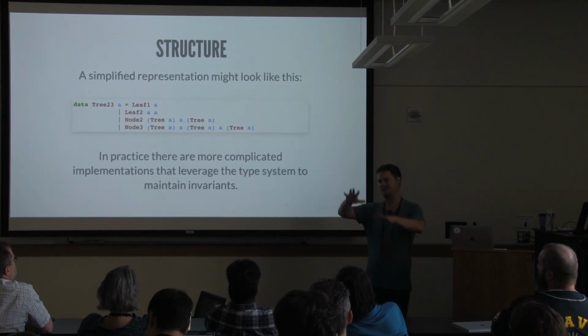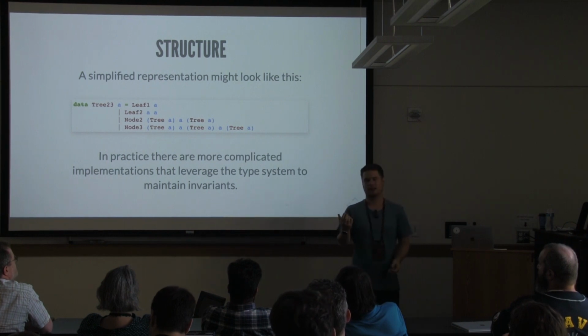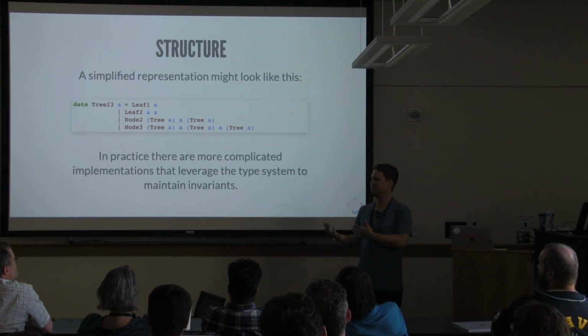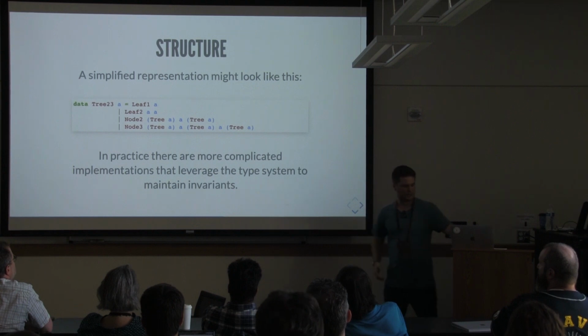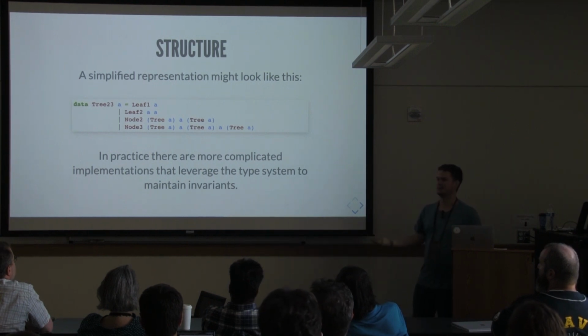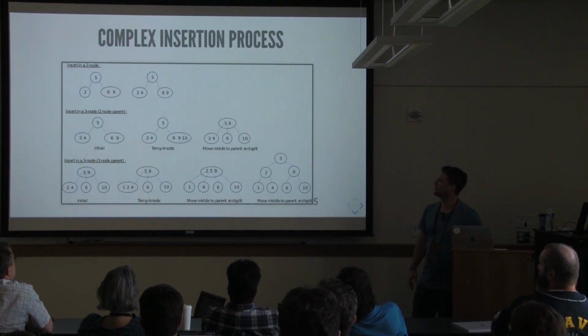You could easily make like a imbalanced tree. So you'd have to enforce that in the insert method, which you could do, but the types don't really help you. There are ways to construct this that the type system can actually try to help that. We can talk about it a little later.